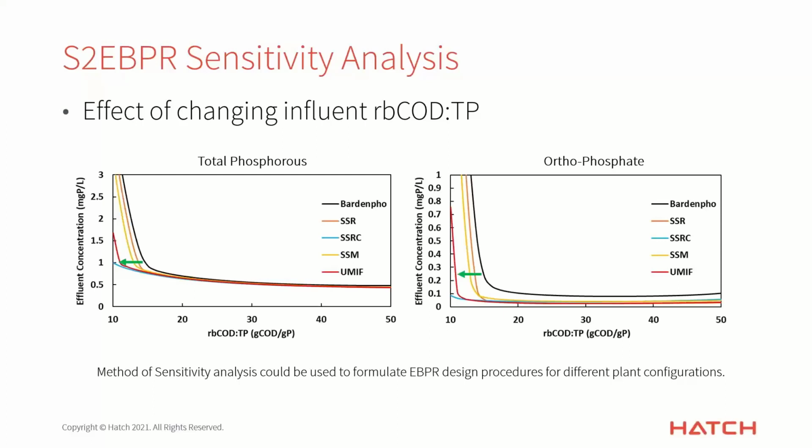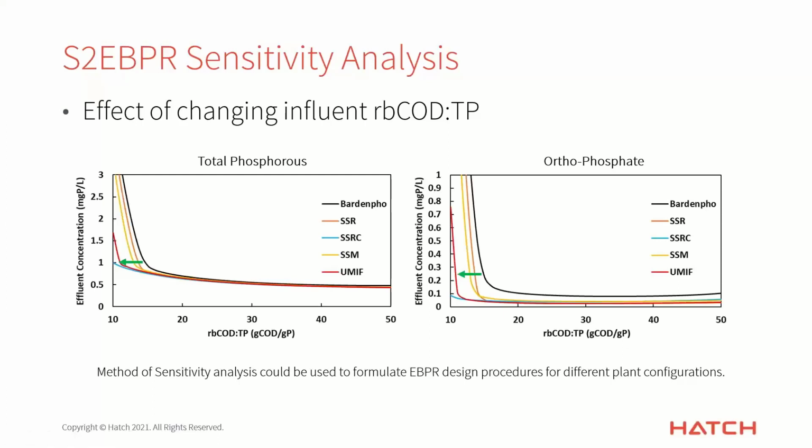So this method of sensitivity analysis has a wide-ranging applicability. Like you could just use it to assess a Bardenpho plant design, or even if you were trying to upgrade a plant, you could throw in a couple different reactors, try a couple different scenarios, and see which S2 EBPR formulation is going to give you the best results.